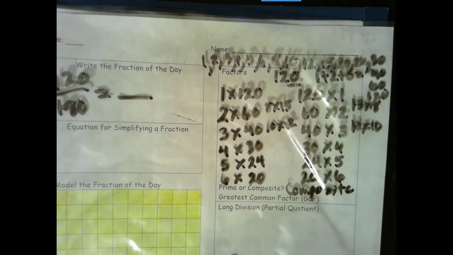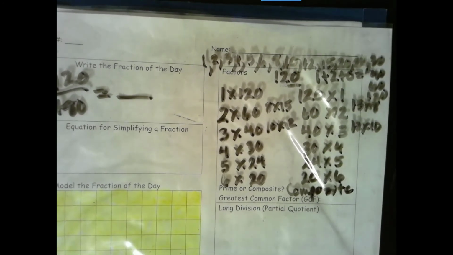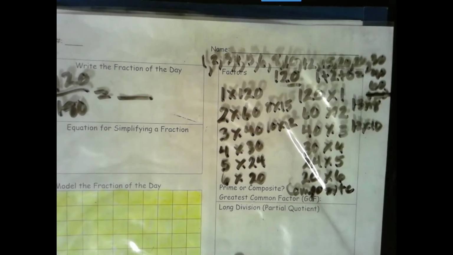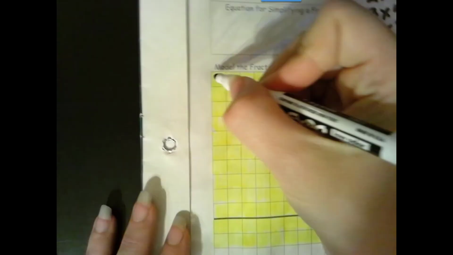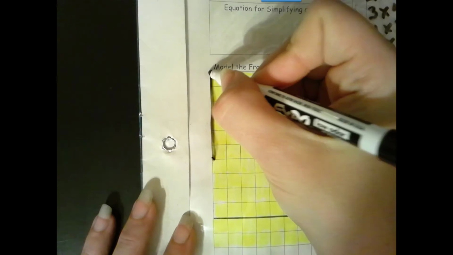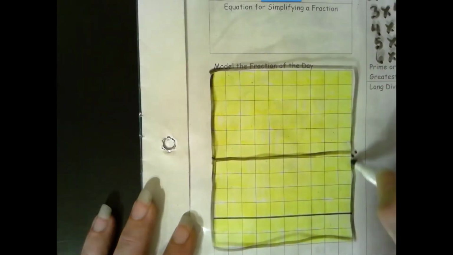We need to find our greatest common factor. We only have 60 school days left, so 120 won't work. Let's try our groups of 60. Your groups do not have to look like mine. You just need to make sure there's 60 in each, and you keep your shaded separated from your unshaded. And 60 worked. 60 is our greatest common factor.